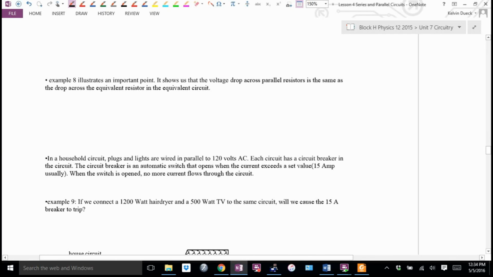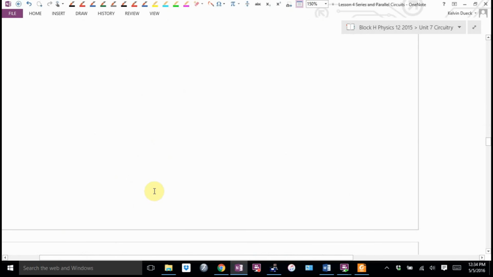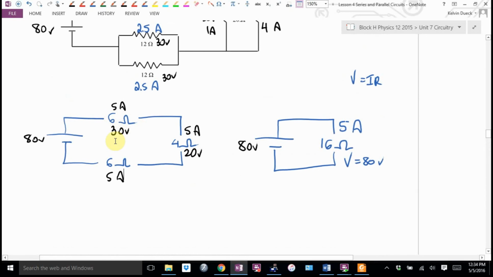Example 8, the one we just did, illustrates an important point. It shows us that the voltage drop across parallel resistors, if you have two resistors in parallel, is the same as the drop across the mathematical equivalent. There's my small version.